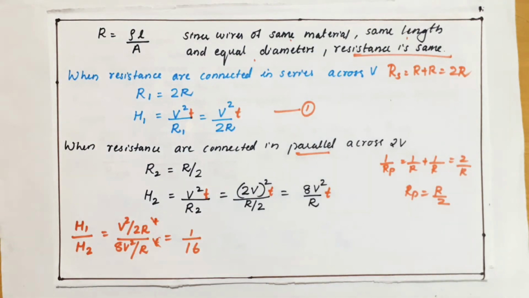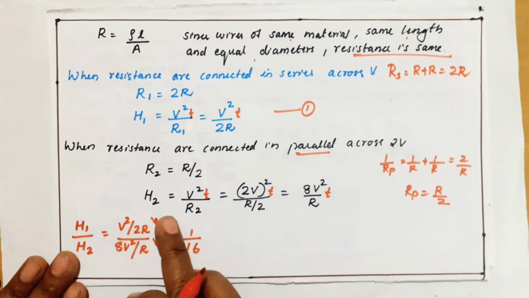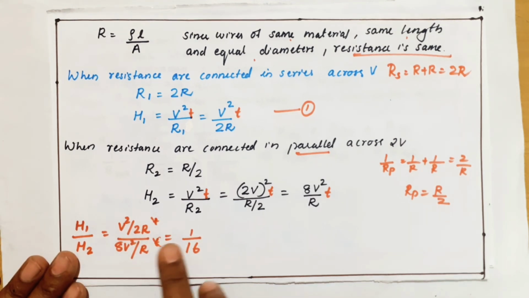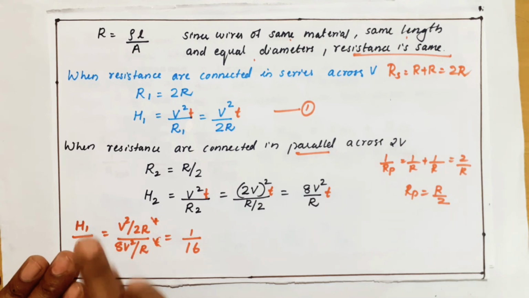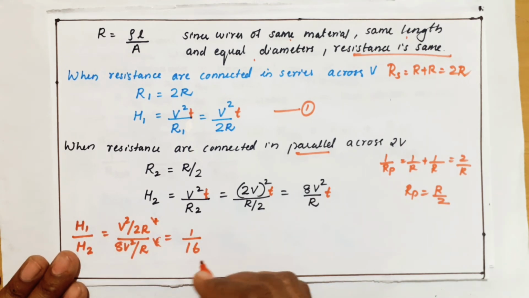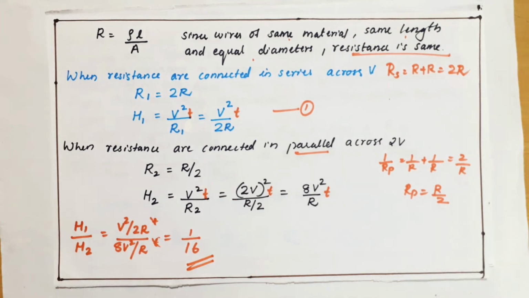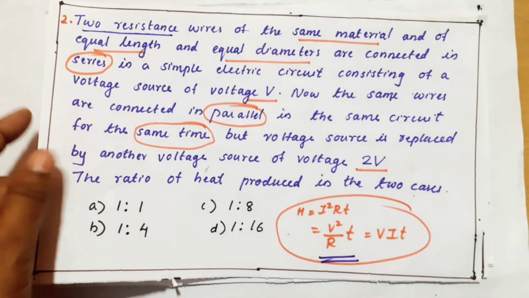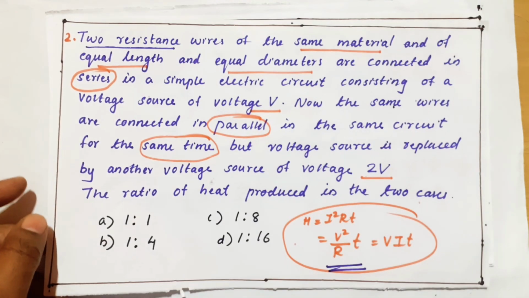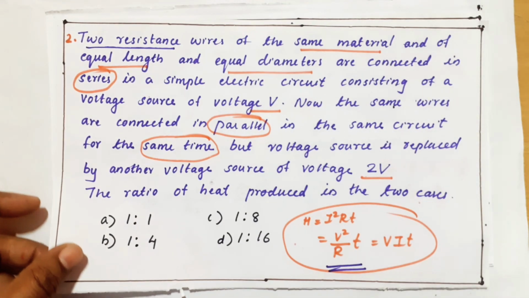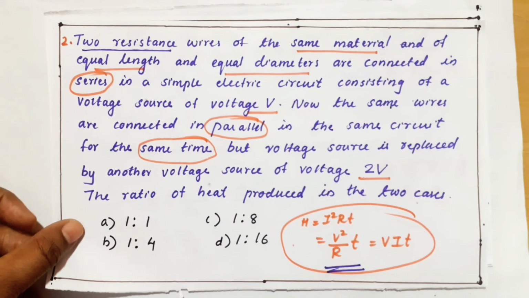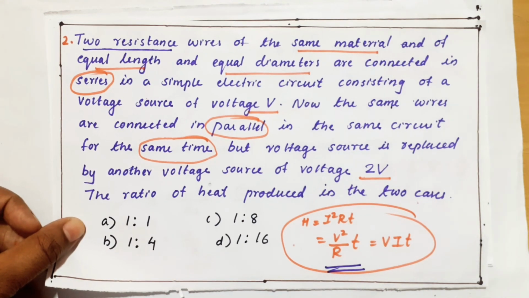So we can write H1 by H2 is V square by 2R into T by 8V square by R into T. T gets cancelled, R cancels, V square cancels. So we get an answer of 1 is to 16. What I told now is a very, very important equation, our Joule's law: H is equal to I square RT, V square by R into T, VIT. Of these three equations, I used the second because they mention the voltage in the question.